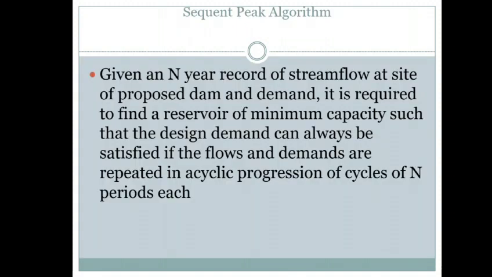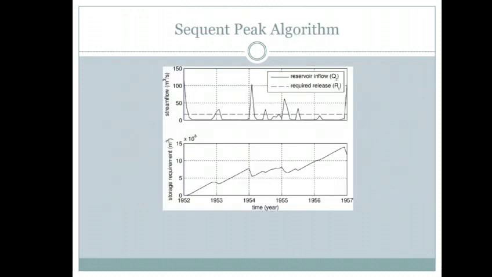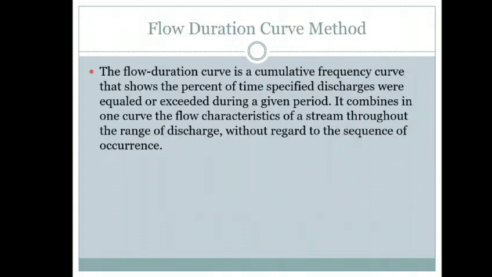Second method, sequent peak algorithm. Given an n-year record of streamflow at a site of proposed dam and demand, it's required to find a reservoir of minimum capacity such that design demand can always be satisfied if the flow and demands are repeated in a cyclic progression of cycles of n periods each. Here we can see the graph of the sequent peak algorithm. It is the graph of storage requirement versus time.